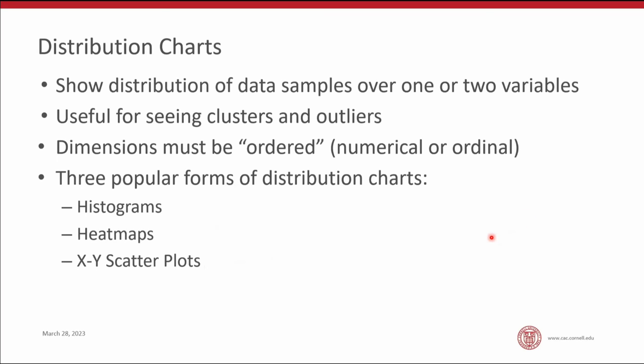Distribution charts. They show how data is distributed over one or two variables. Good for seeing clusters and outliers. It's important that your dimension be ordered because you're showing a distribution along the axis of that variable. That dimension's got to be ordered. So the popular forms of this chart are histograms and heat maps and XY scatter plots.